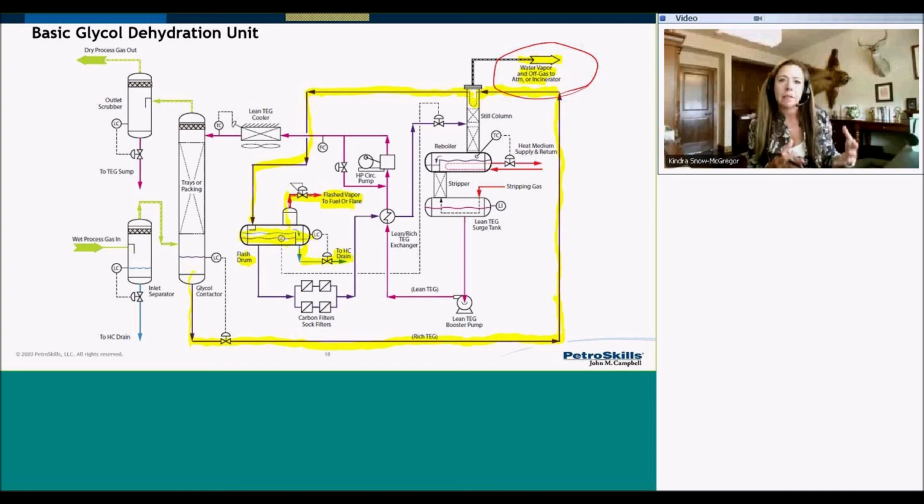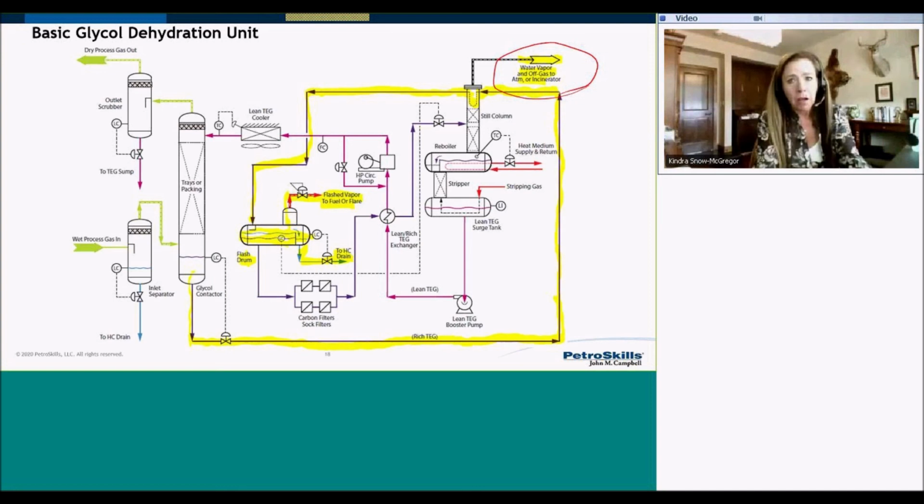out of my TEG unit because this is a closed system. If I don't have the ability to drain them out somewhere, then they will start building up and start really causing me some operational problems. And so having a three-phase separator as a flash drum is very handy. Not all plants have three-phase separators, but many do.